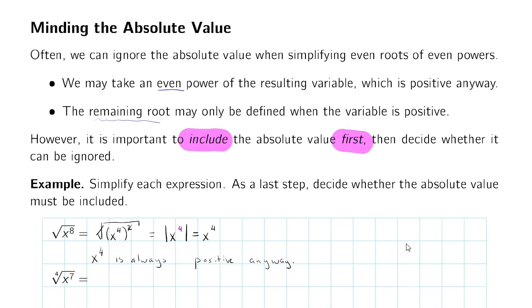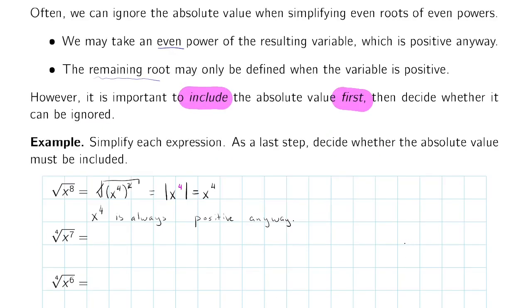In this next example, we have the 4th root of x to the 7th. Right, so 7 is 4 plus 3. So x to the 4th times x to the 3rd. 4th root of x to the 4th times 4th root of x to the 3rd. 4th root and 4th power cancel out. We have absolute value of x times the 4th root of x to the 3rd.